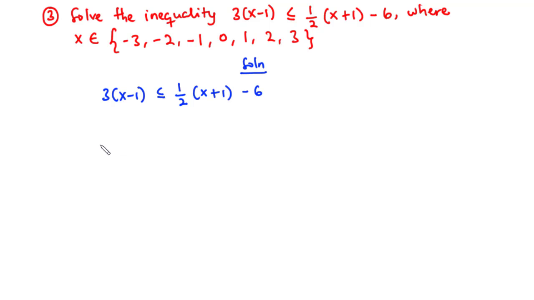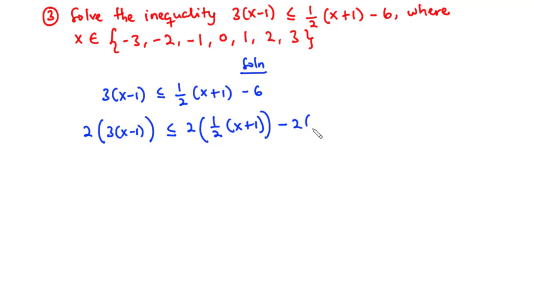Now for this question, we have a fraction here. So we need to do away with the fraction. So to do away with the fraction, we are going to multiply each term of the linear inequality by 2. So we have 2 times 3 times x minus 1 is less than or equal to 2 times 1 over 2 times x plus 1 minus 2 times 6. So we are going to have 2 times 3 is 6.